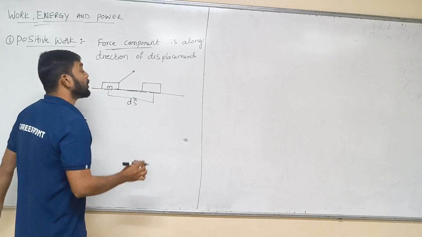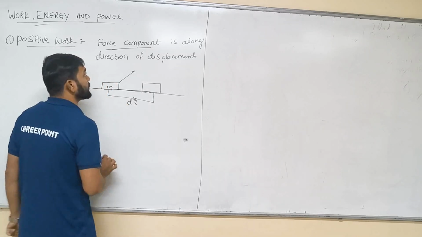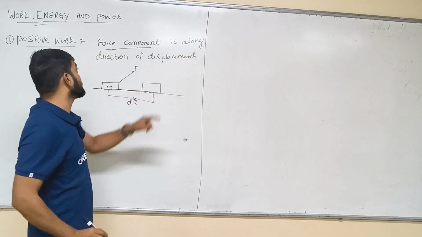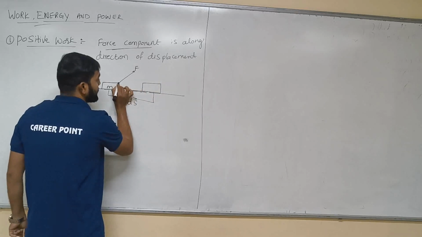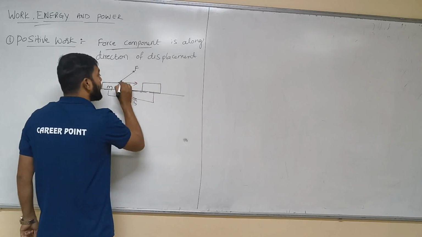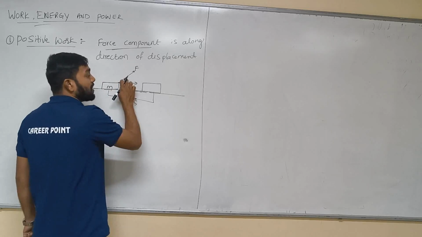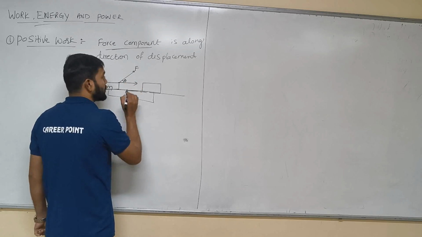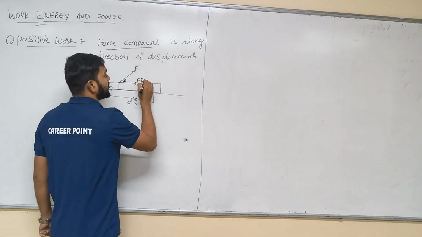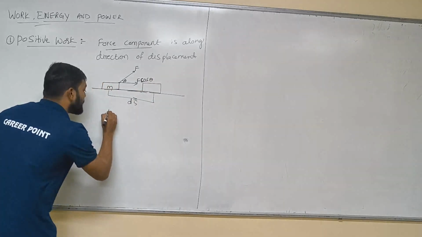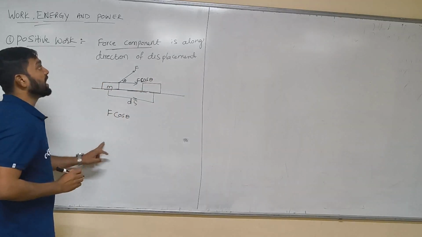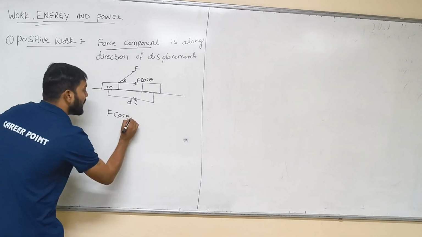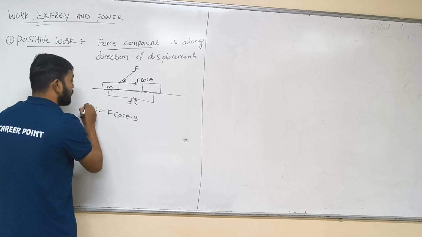To get the positive work, first we need to take the force component. This is my force, right? The force component is always along the direction of the displacement. Here we have to take the angle between the displacement and the force, that will be equal to F cos theta. F cos theta is the component of the force along the direction of the displacement. So F dot s will be my work done.